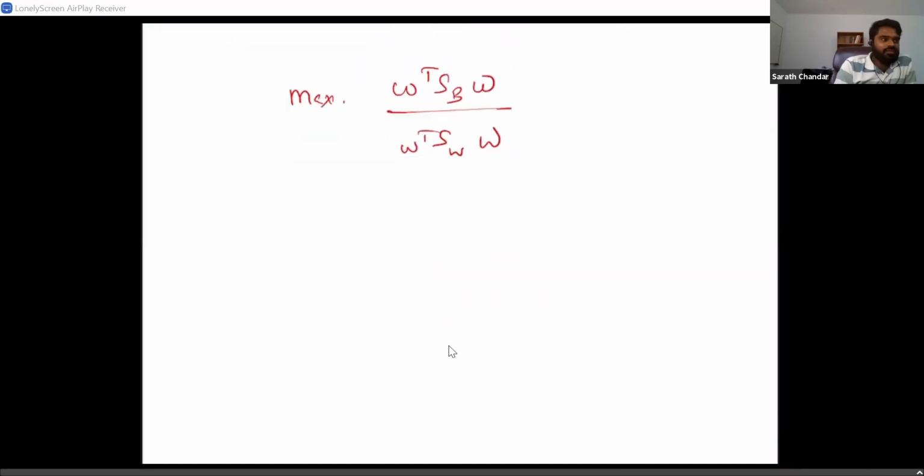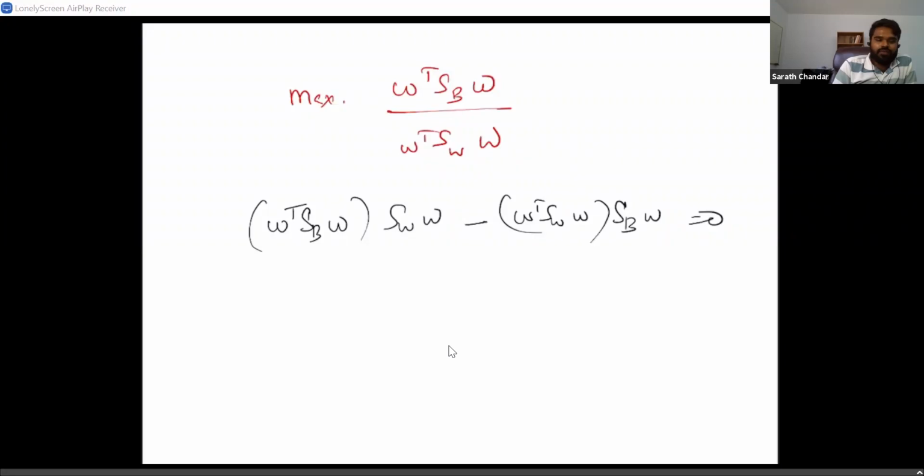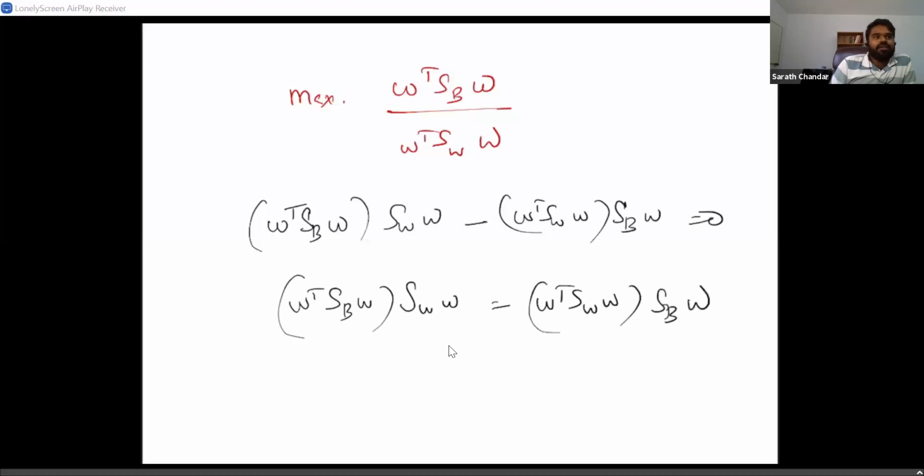Okay, this is my function. You differentiate it, set it to 0. Now to differentiate, this is U by V, so it's U dV minus V dU. So it's U dV, differentiate the denominator, you would get SW W, right? Minus V dU, right? So S_B W is equal to 0, right? So now this becomes W transpose S_B W, S_W W is equal to W transpose S_W W, S_B W, right?